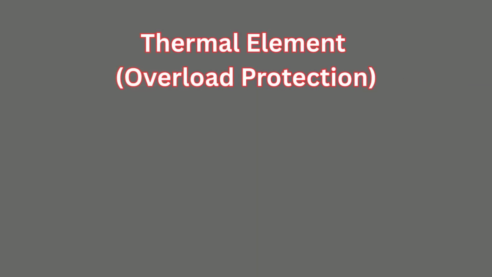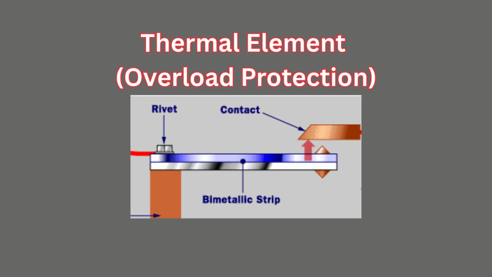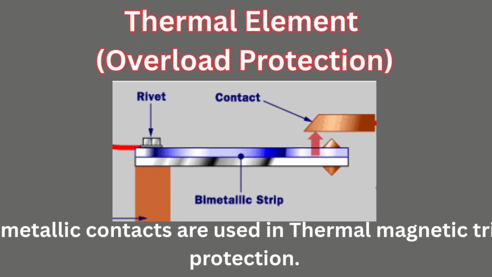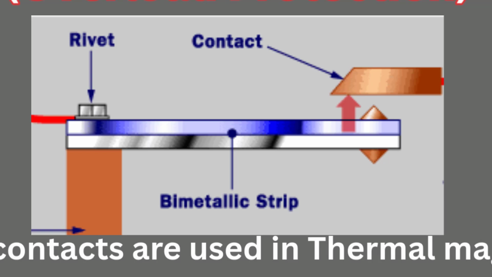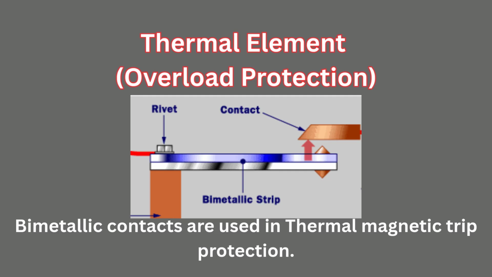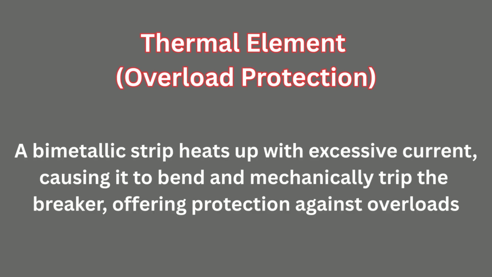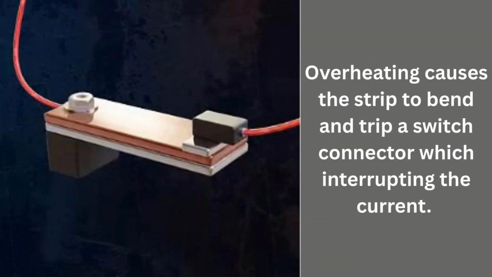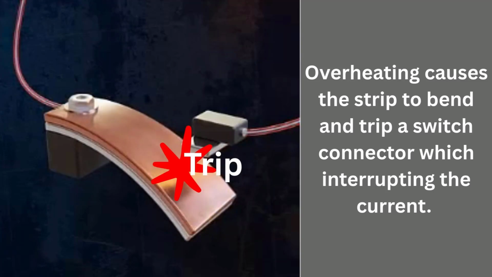Thermal element overload protection. Bimetallic contacts are used in thermal-magnetic trip protection. The bimetallic strip heats up with excessive current, causing it to bend and mechanically trip the breaker, offering protection against overloads. Overheating causes the strip to bend and trip a switch connector, which interrupts the current.